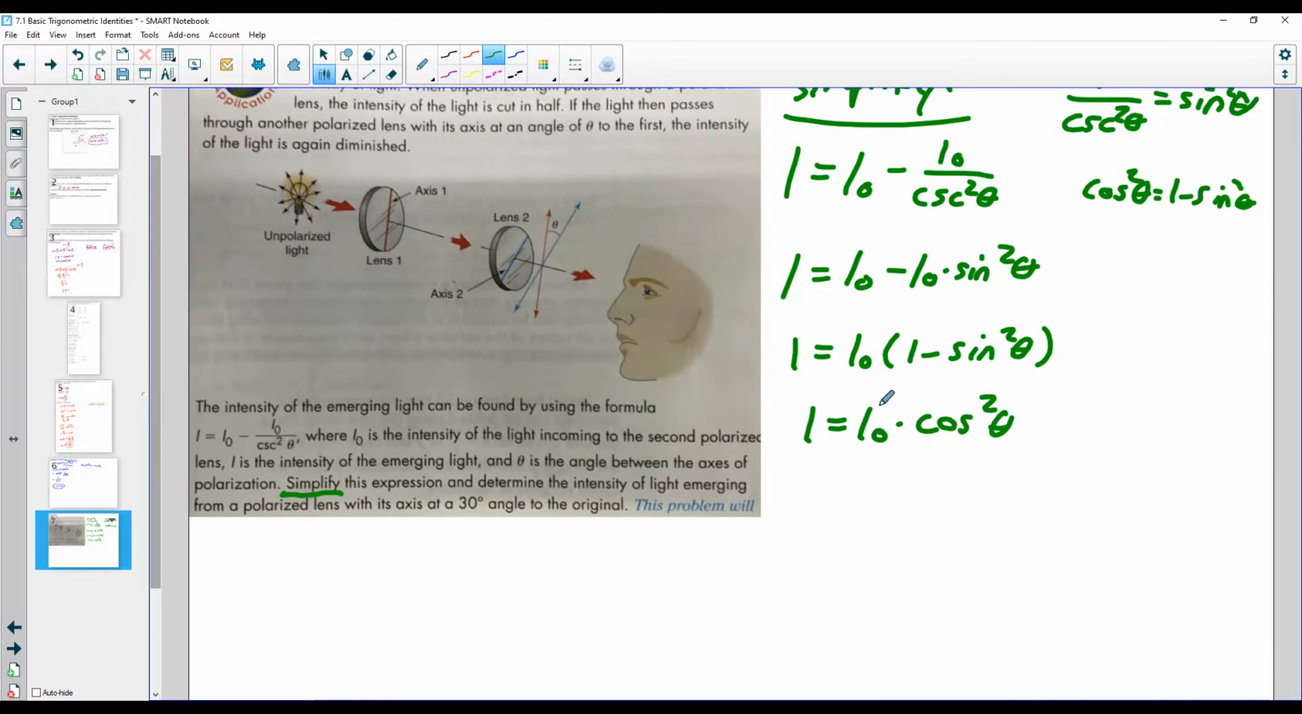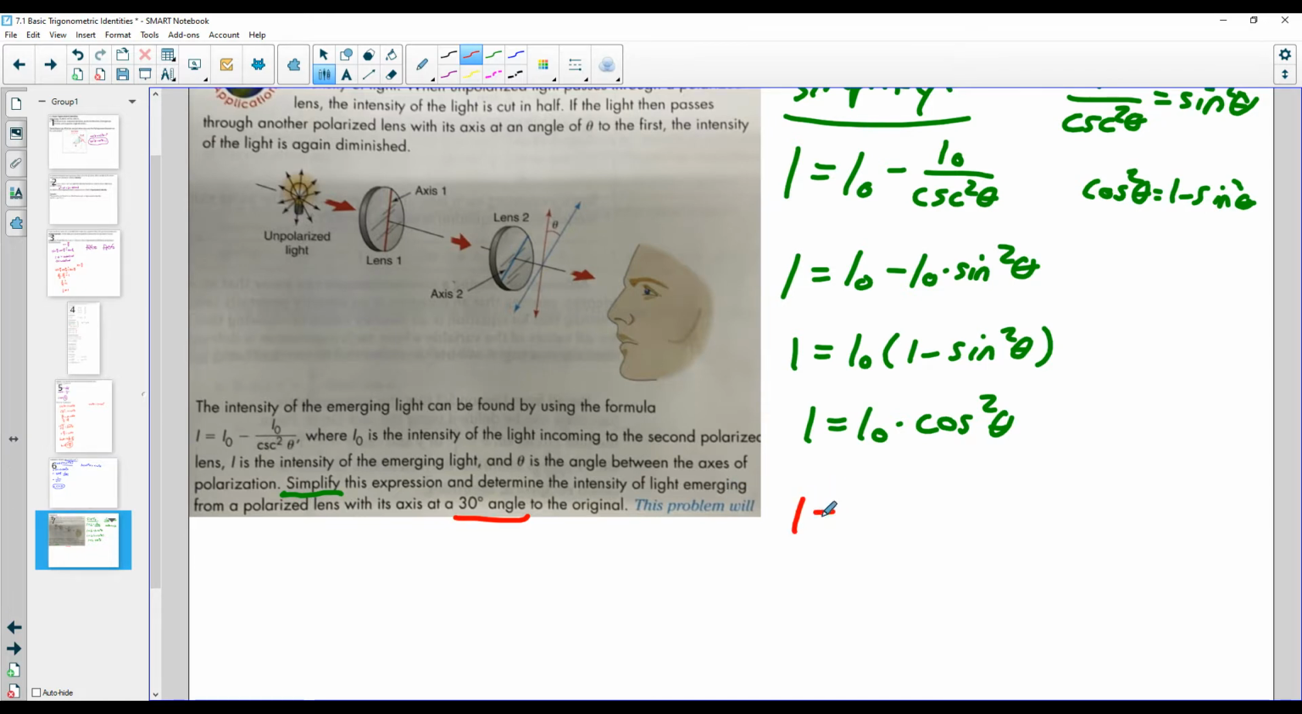So that looks about as simplified as we can go. Cosine squared isn't going to change into anything else unless we put it back into 1 minus sine squared, but cosine squared is simpler. And then determine the intensity of light from a polarized lens when its axis is at a 30-degree angle to the original. So now we're at a 30-degree angle. We're going to do the second part.